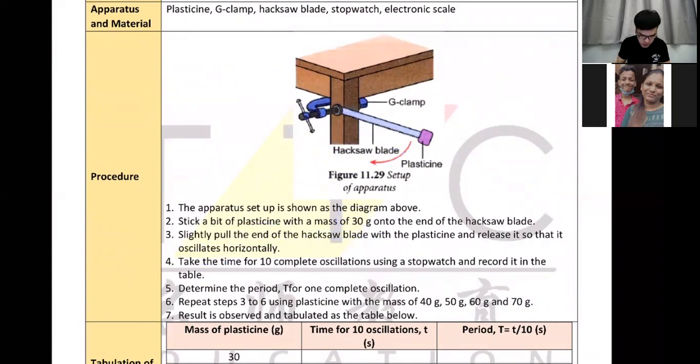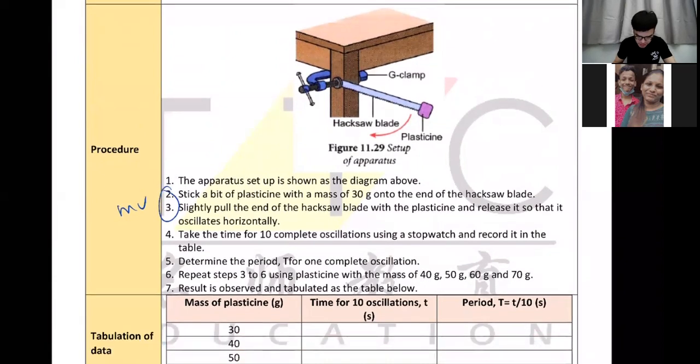So these two are the MV step. Okay, you might say, sir, your MV step is only one. Can I write 2? Sure, it's up to you. As long as you tell the examiner what you are controlling, that will be fine. And of course, number 4, take the time for 10 complete oscillations. So you count 10 oscillations, and then you determine the period. And then the last one will be repeat. Repeat using 40 gram, 50 gram, 60 gram, 70 gram.